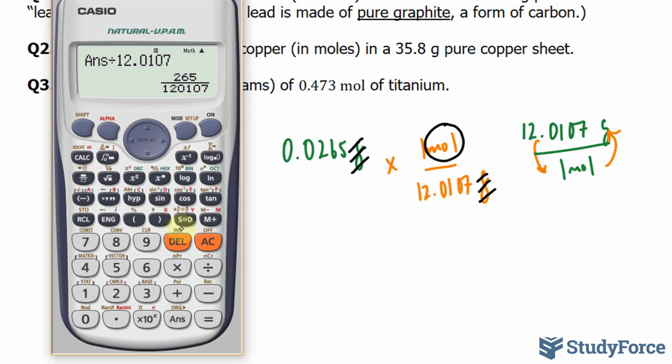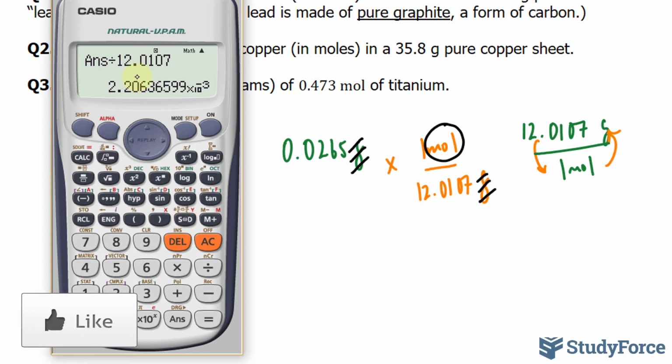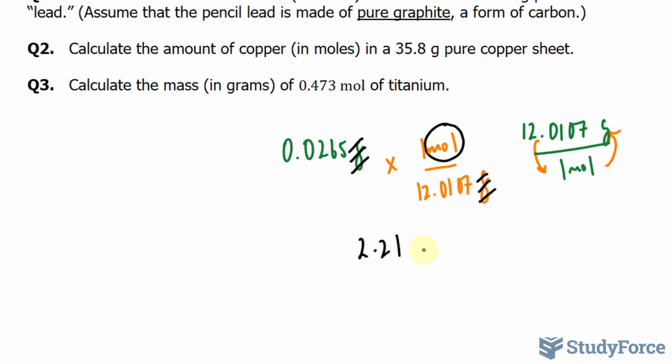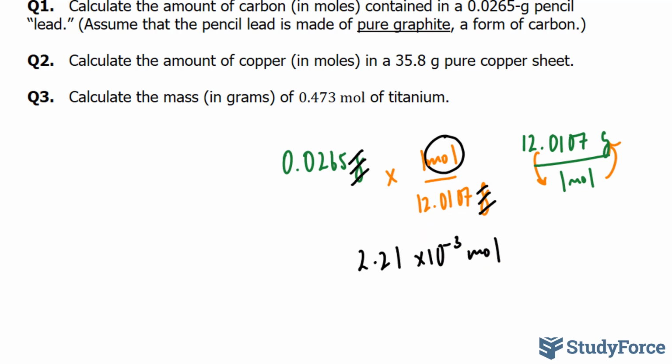12.0107. This gives us 2.2 times 10 to the power of negative 3 moles. Every number after the 0 is insignificant, but because this number, the first discarded number, is greater than 5, this will go up. So we have 2.21 times 10 to the power of negative 3 mole. That is the amount of carbon found in this amount of pencil lead.